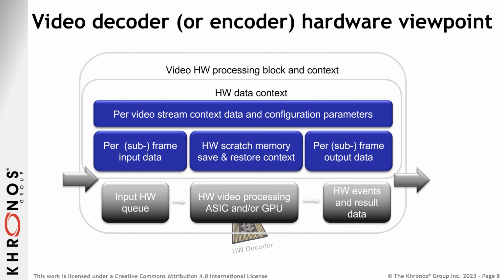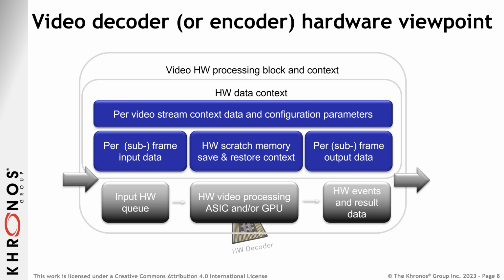Vulkan Video API is a low-level hardware API. It would be wrong to develop the API without taking the hardware into account. We have the simplified hardware decoder encoder block shown here, which will almost certainly include a hardware DMA queue to process the input data. When processing several streams in parallel, it also contains a memory context that holds configuration data, per stream and frame data, as well as safe restore memory and context transitions.